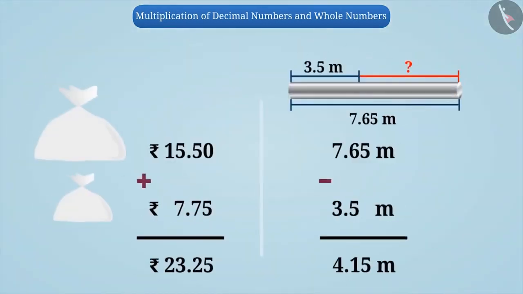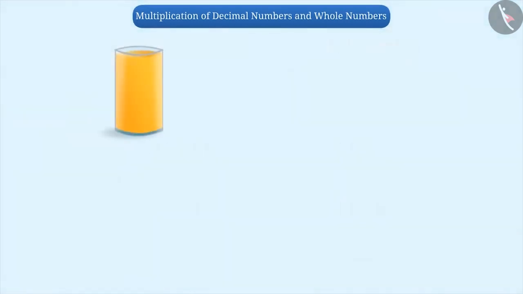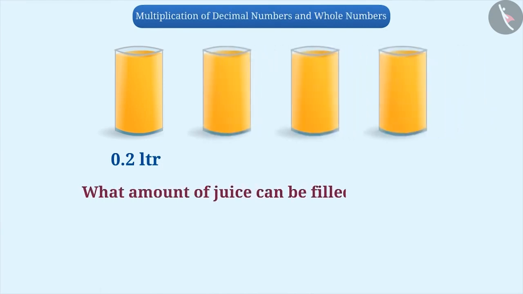We have learnt addition and subtraction of decimal numbers in previous classes. Now we will learn to multiply them. Consider 0.2 liters of juice can be filled in a glass. If we need to know the amount of juice that can be filled in 4 glasses, then we need to multiply 0.2 and 4.